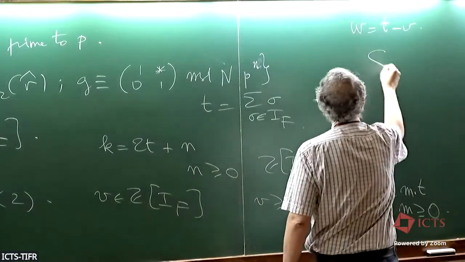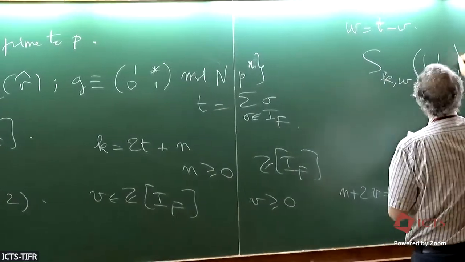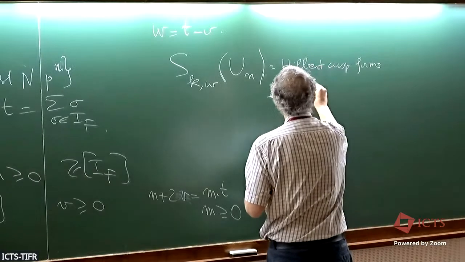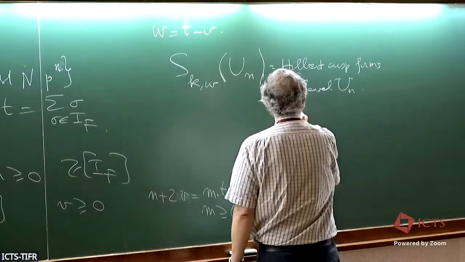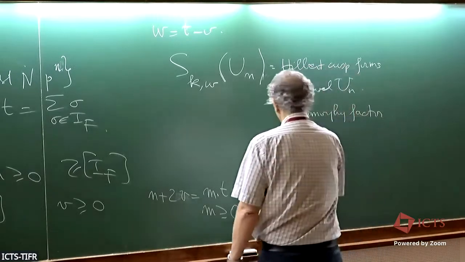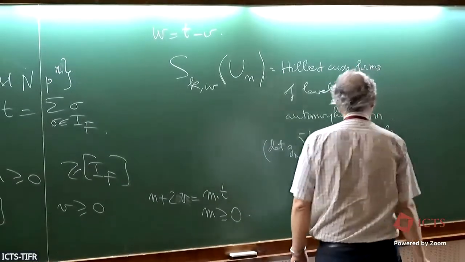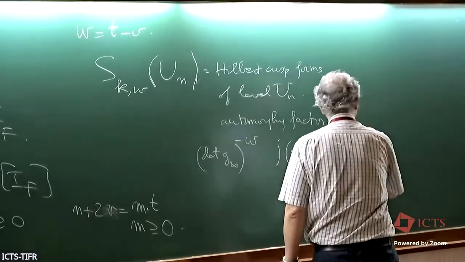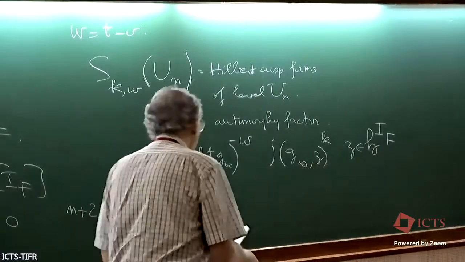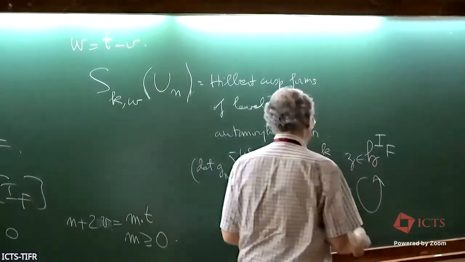And we consider the space of cuspidal Hilbert modular forms of weight k w and level U_N. So these are the Hilbert cusp forms of level U_N, with automorphic factor determinant of g_infinity to the minus w times (g_infinity z) to the k, where z is an element of the Hilbert half space and g_infinity belongs to GL2 of F_infinity plus acting on the Hilbert half space.